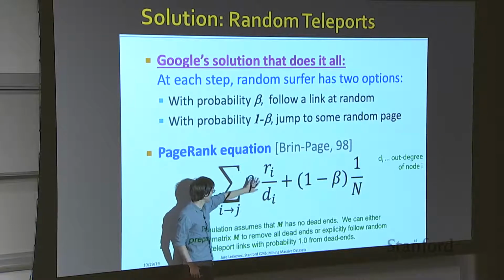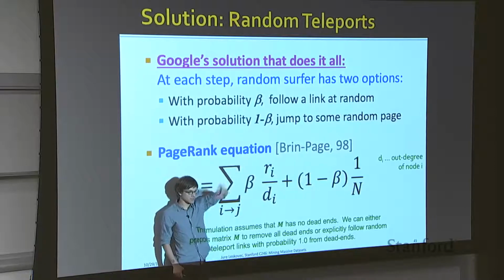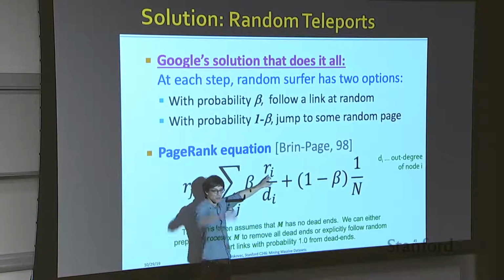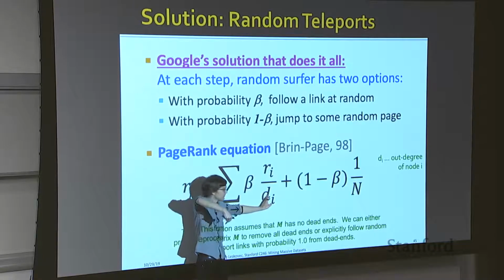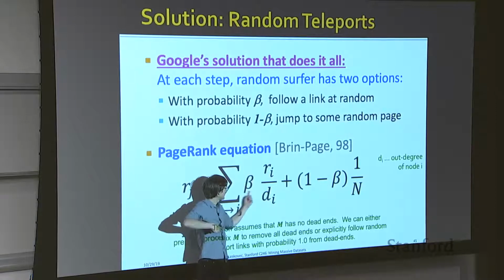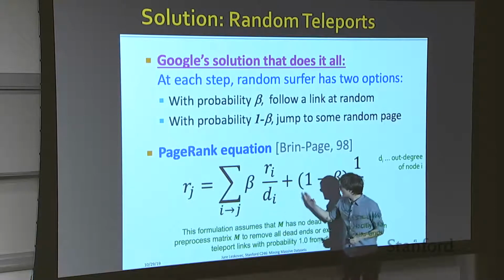So with probability beta, I decide the random walker was at any of these nodes and decided to make a step. This is the probability that the walker was there. This is 1 over that, the probability that my link was chosen. And then they make this step with probability beta. And then what is this last part?